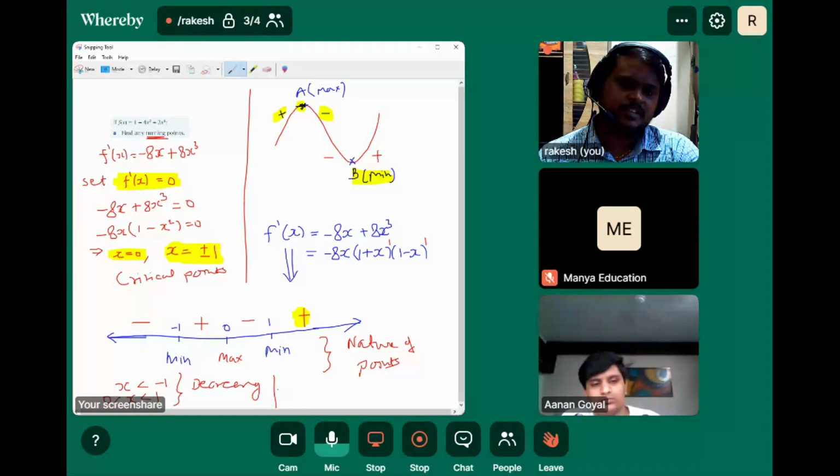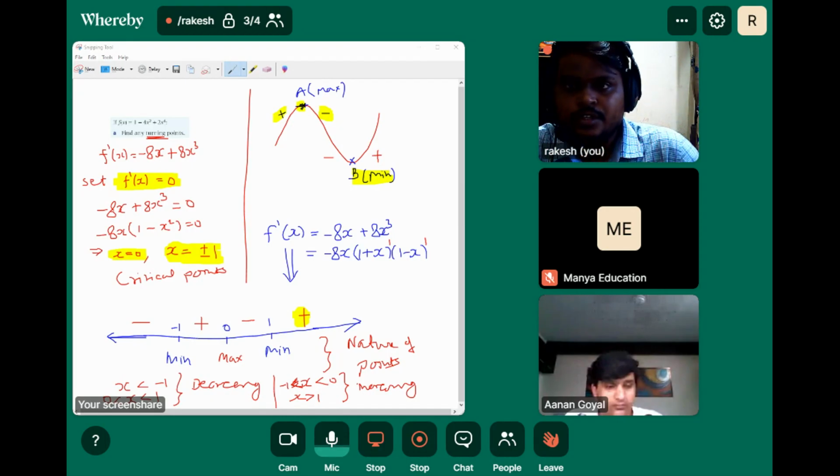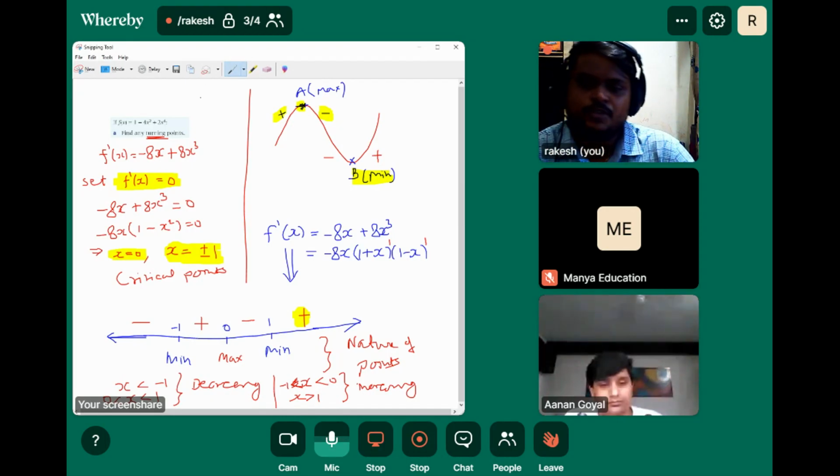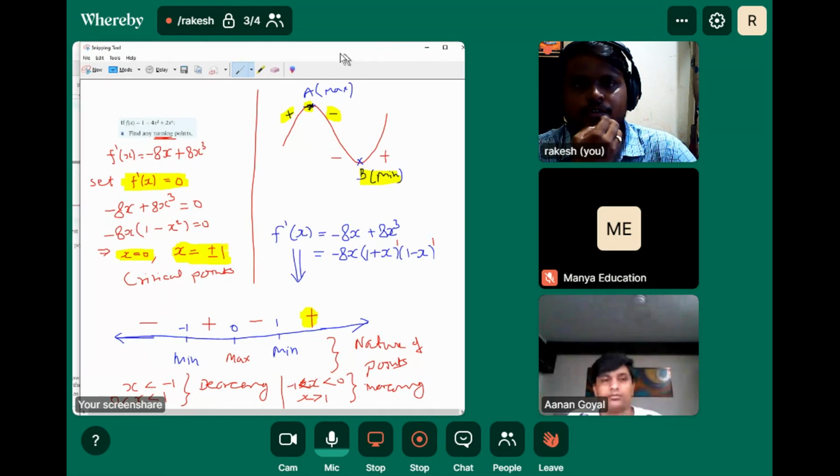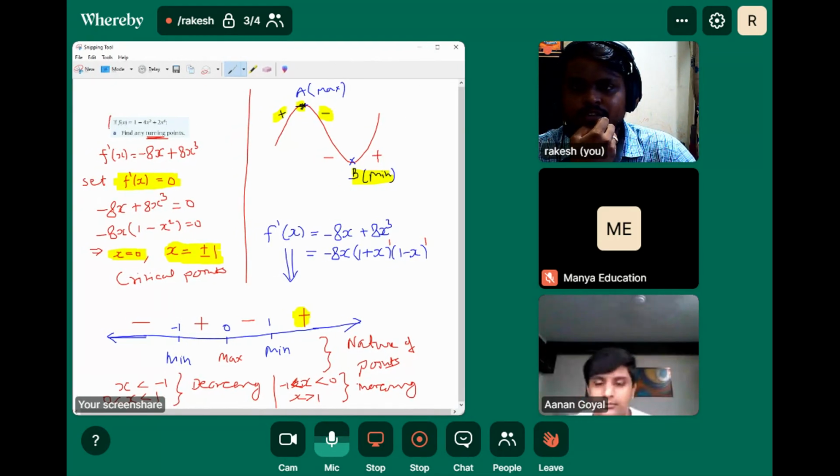and the function is increasing between minus 1 and 0, and increasing beyond 1. So for x greater than 1, the function is increasing in these intervals. Okay, now, can you open Desmos on your system? So try graphing this on Desmos.